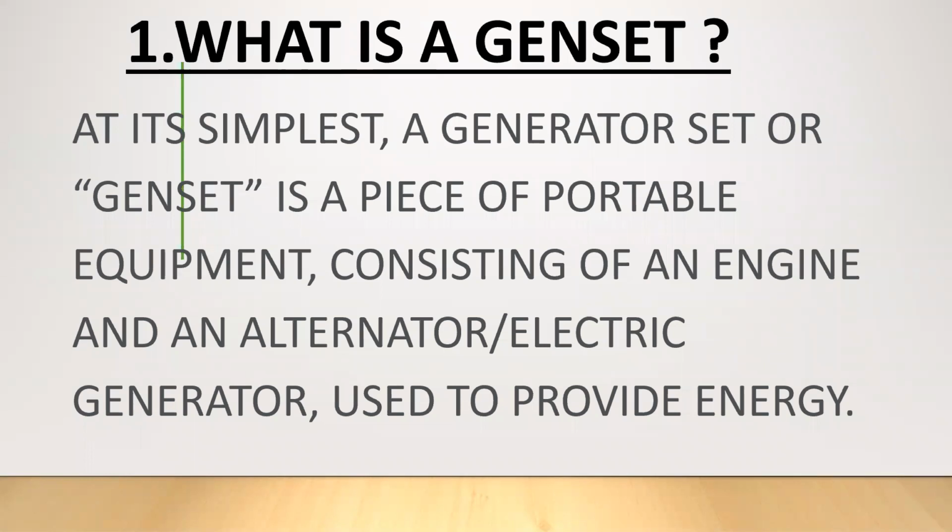In the next slide, the first subtopic is what is a genset. At its simplest, a generator set or a genset is a piece of portable equipment consisting of an engine and an alternator, an electrical generator, used to provide energy. So in simple and short words, a genset, which is also called a generator set, is an equipment which consists of an engine and an electric generator or an alternator which is used to provide energy.